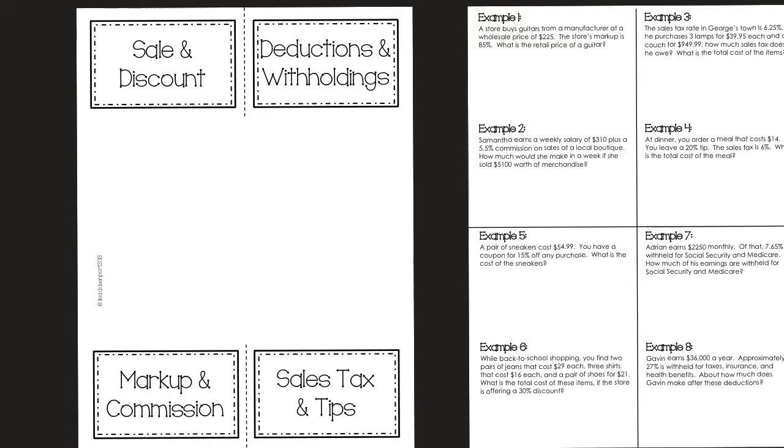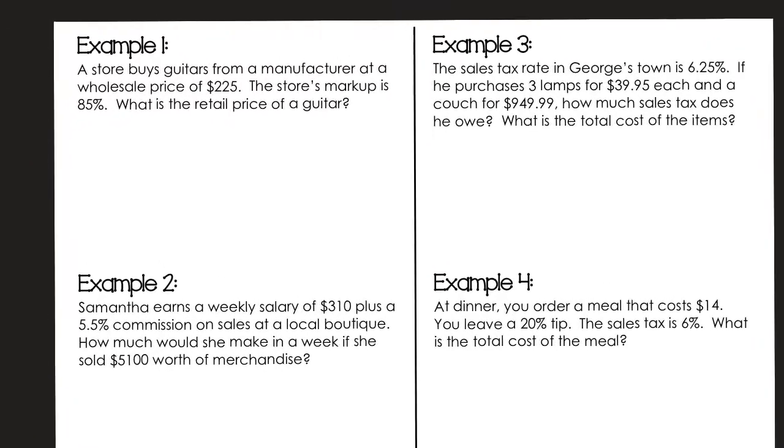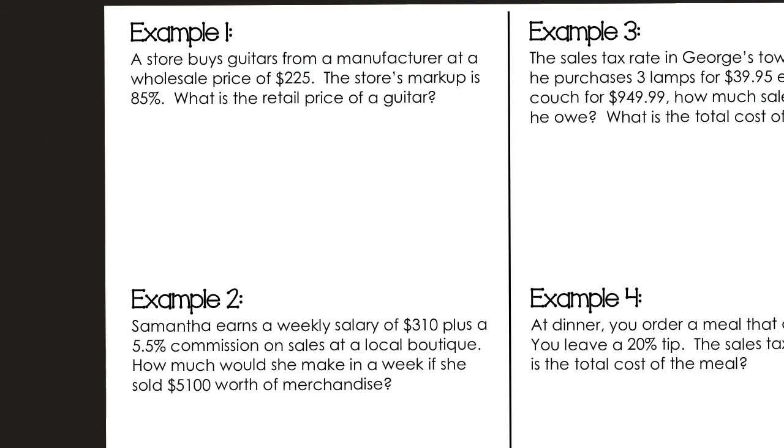So let's just start with example one. We're going to move right into example one. And what I want you to do is right next to example one, write in the word add. Because we're going to add, in this case, here I'll circle it in yellow, we're going to add 85% to $225. So first thing we need to do is figure out what is 85% of $225.